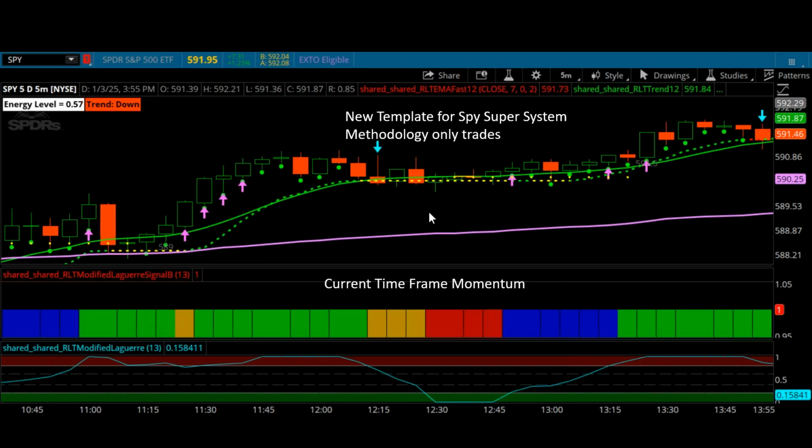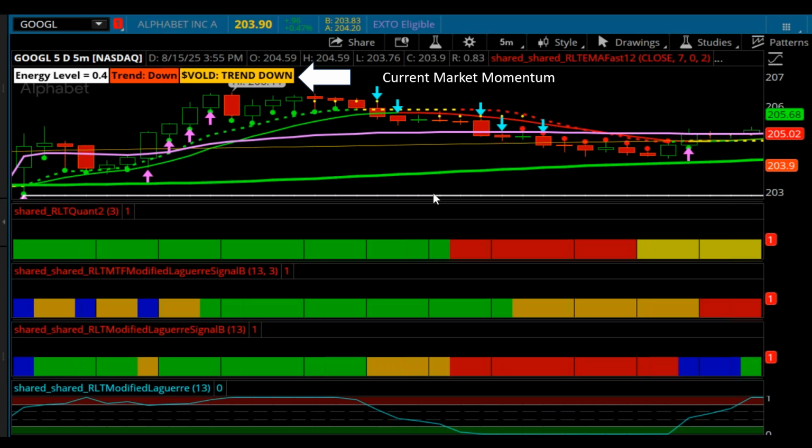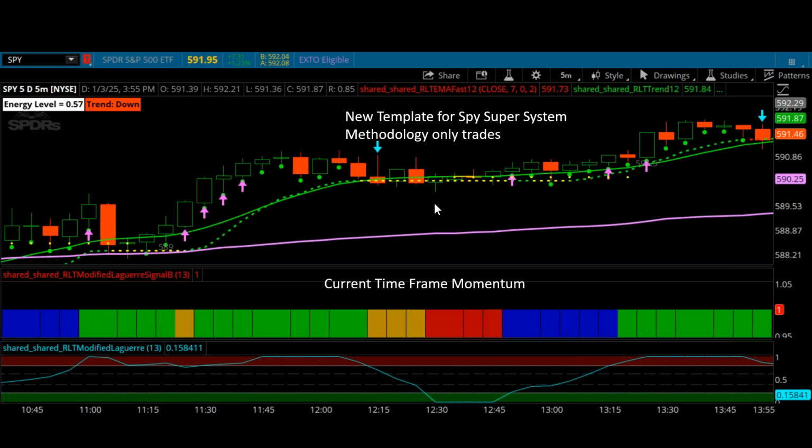If you get the SPY super system, you get this template and you get the original template back here, and you can swap them back and forth during the day, depending on whether you're looking to do swing trades or 5-minute trades. 5-minute trades, this is all we need. Don't need the rest of the indicators.